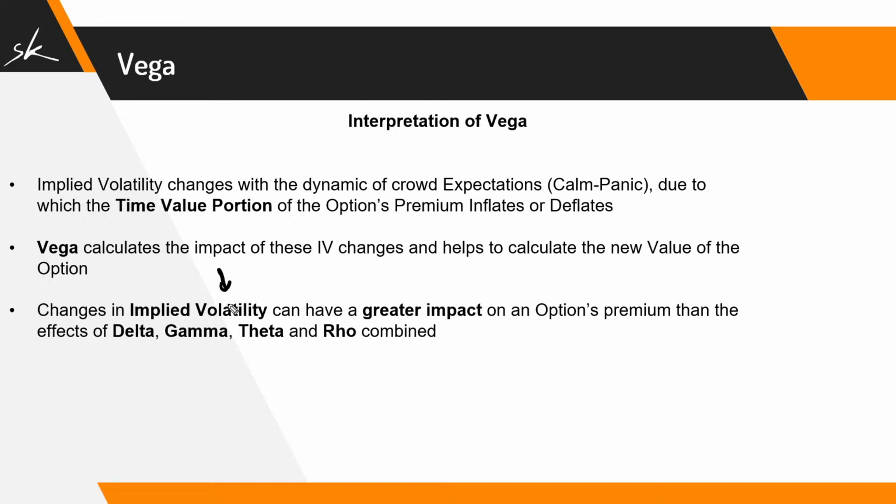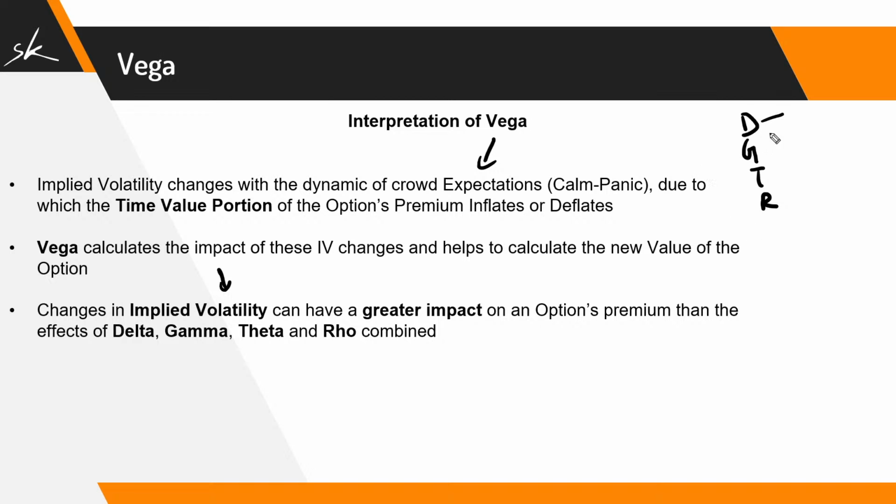Implied volatility is basically crowd expectation, and people can have unrealistic expectations. So what can happen is, when we talked about options, we said options have multiple dimensions. What are those dimensions? You have delta, gamma, theta, rho, and you also have your Vega, which we are talking about as of now, which is implied volatility.